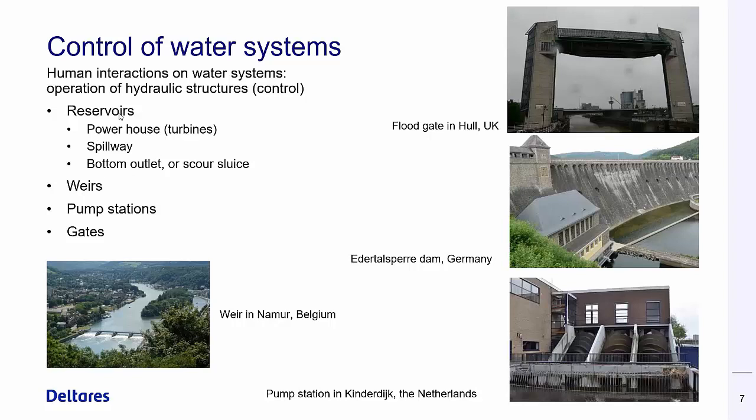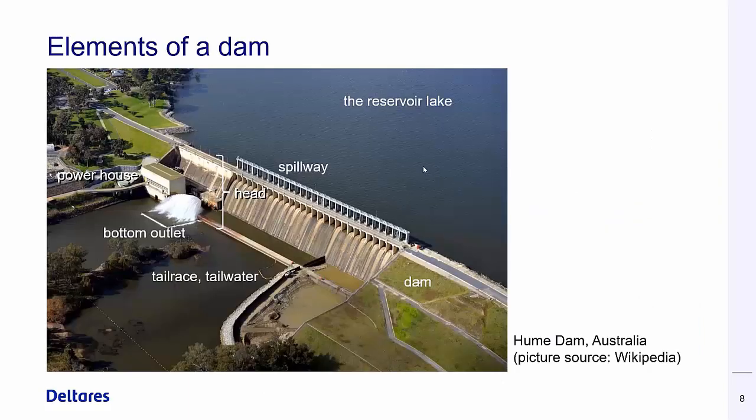Reservoirs, we can say that they consist of multiple hydraulic structures. It's the dam itself, but it has a spillway, in this case with these arcs here, a powerhouse and a bottom outlet. And today we will focus on reservoirs. Elements of a dam or a reservoir, if you like. Here, this is the dam, the main building, and it dams up a river, and then we get a reservoir lake here.